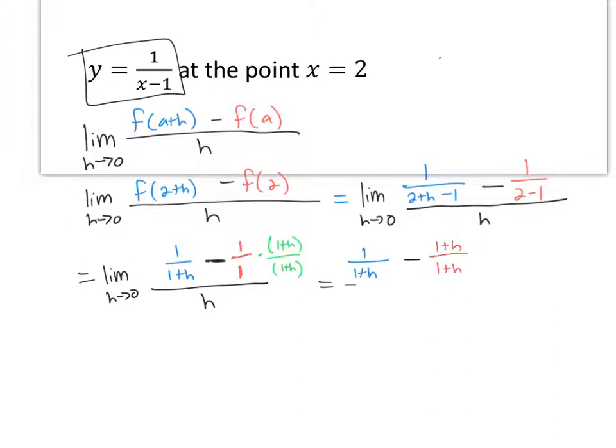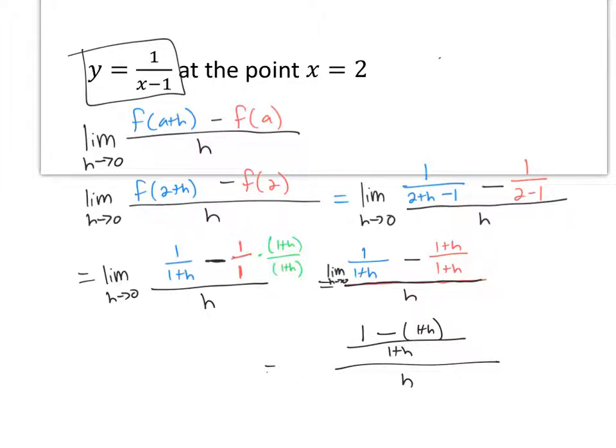And now we can simplify. All of that still over h. I forgot the limit. So the limit as h approaches 0 of this stuff. Simplifying, this is going to be 1 minus 1 plus h, all of that over 1 plus h, because I now have a common denominator, and then all of that is over h. I still need the limit as h approaches 0.